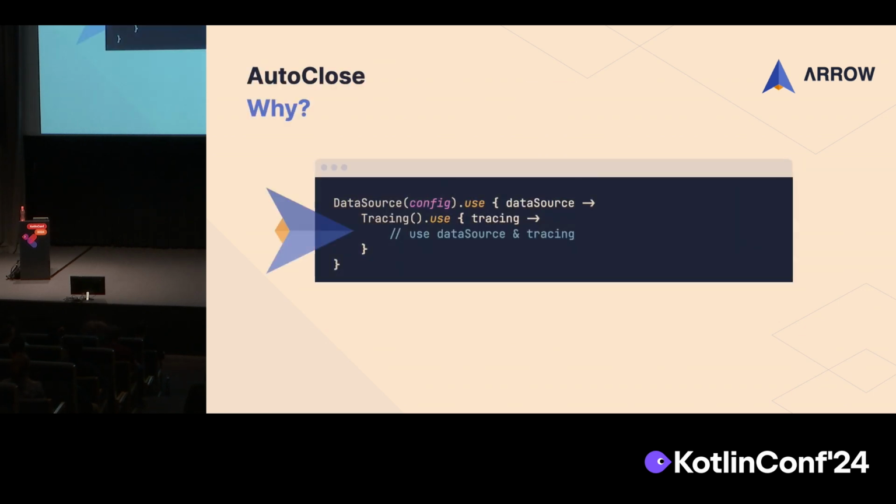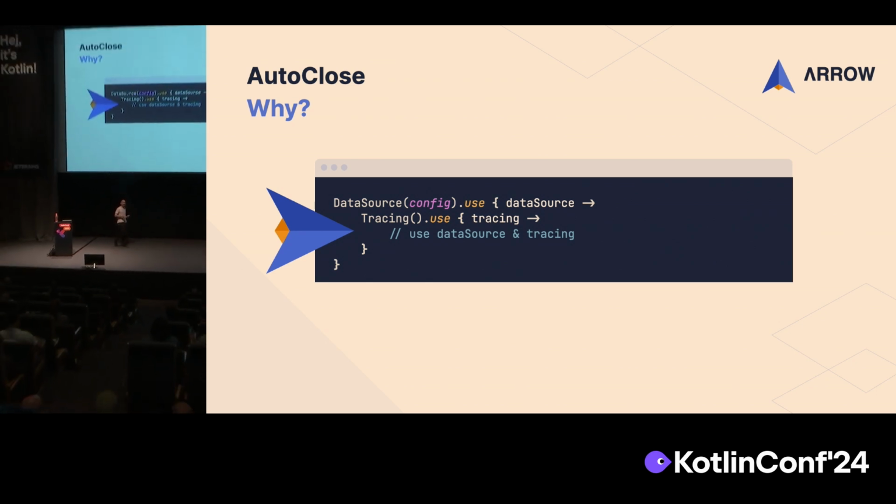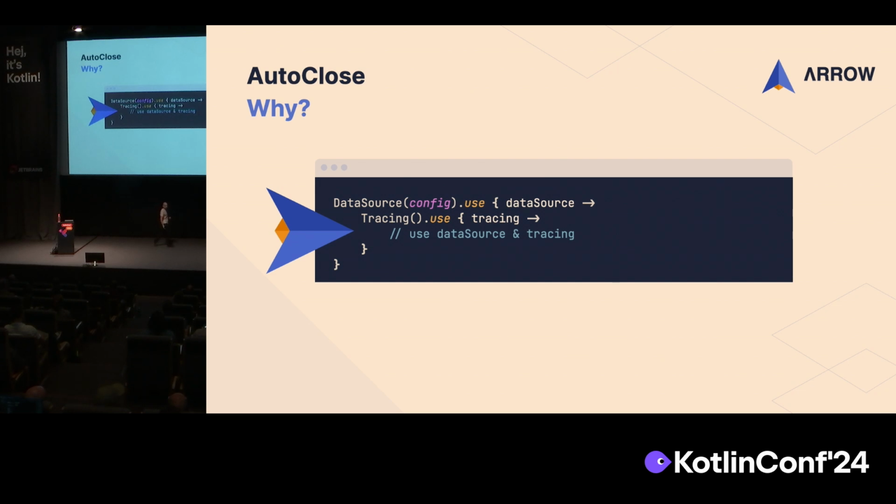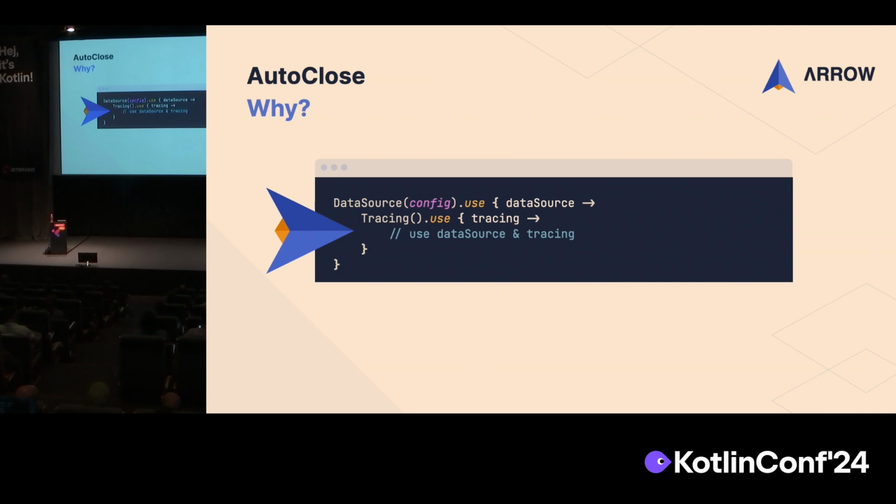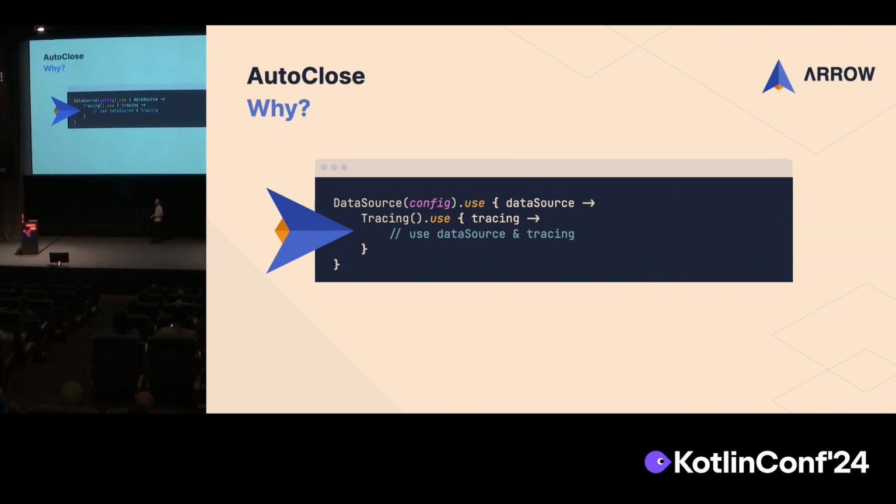And the AutoClose DSL is built on the new multi-platform autoclosable type from Kotlin 1.8. And if you read the autoclosable documentation, it states that the single abstract method close is not recommended to be used directly. And instead, Kotlin recommends the use method. And then if we have two independent resources, like our data source and a tracing type, we need to nest these blocks. And this introduces callback hell the more independent resources we need. But we can fix this callback hell with a DSL.